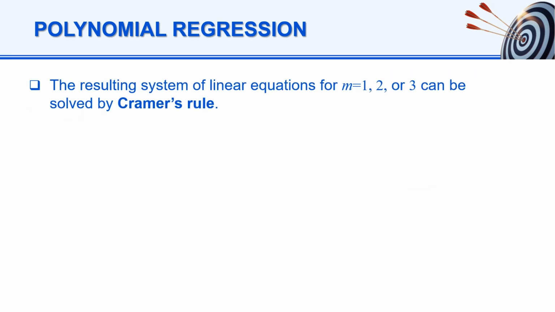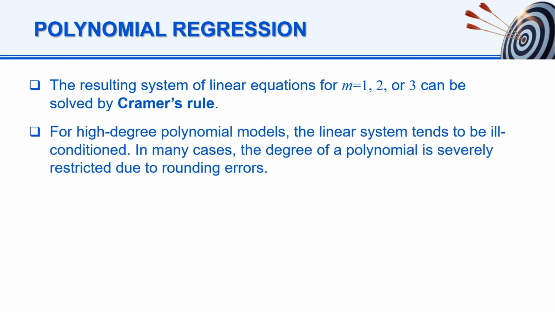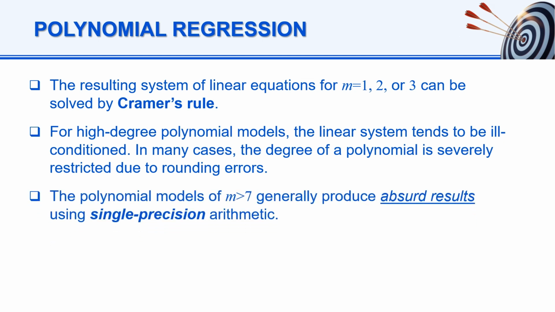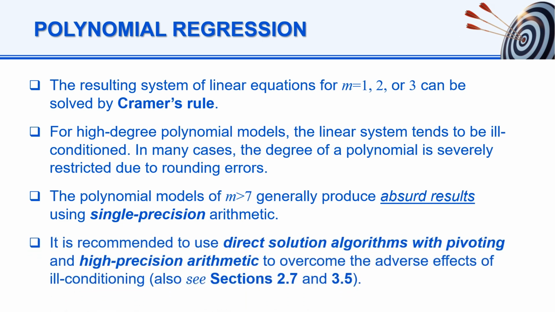The resulting system of linear equations for m equals 1, 2, or 3 can be solved by Cramer's rule. For high-degree polynomial models, the linear system tends to be ill-conditioned. In many cases, the degree of a polynomial is severely restricted due to rounding errors. The polynomial models of m greater than 7 generally produce absurd results using single precision arithmetic. It is recommended to use direct solution algorithms with pivoting and high-precision arithmetic to overcome the adverse effects of ill-conditioning. Also see sections 2.7 and 3.5.